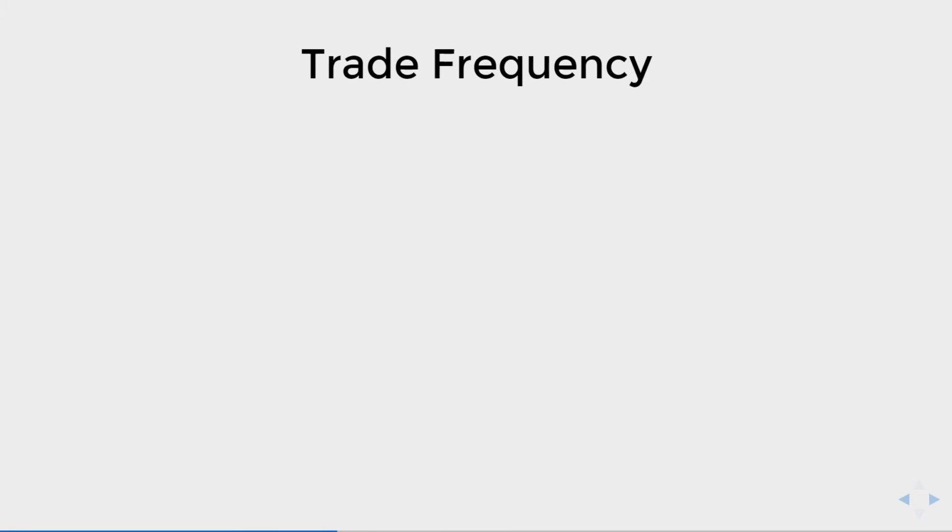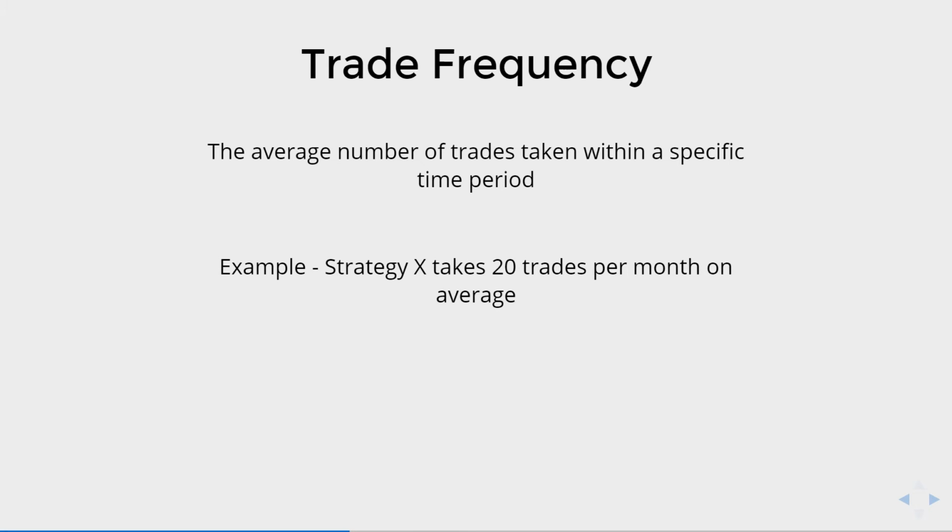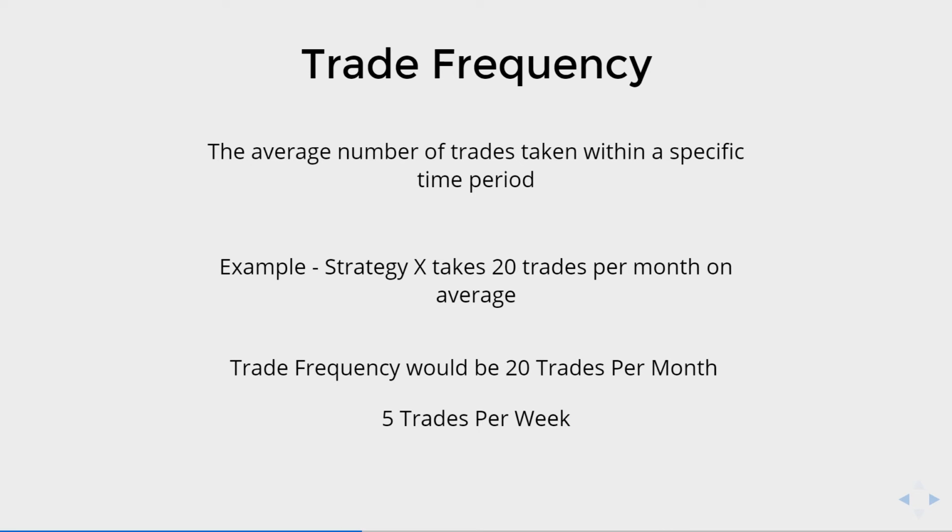Let's move on to trade frequency. Some of you may be asking, what is trade frequency? And it's quite simply the average number of trades taken within a specific time period. For example, a strategy may take 20 trades on average per month. So the trade frequency for that strategy would be 20 trades per month, or 5 per week, assuming that there's 20 trading days in a month, or 1 per day, and so on.